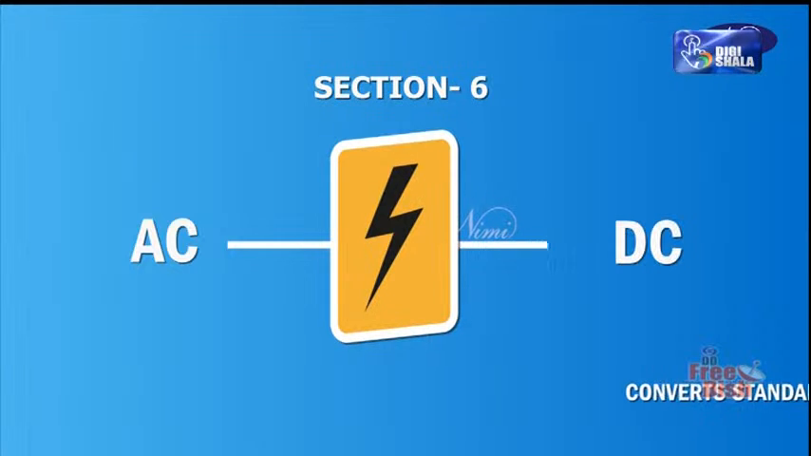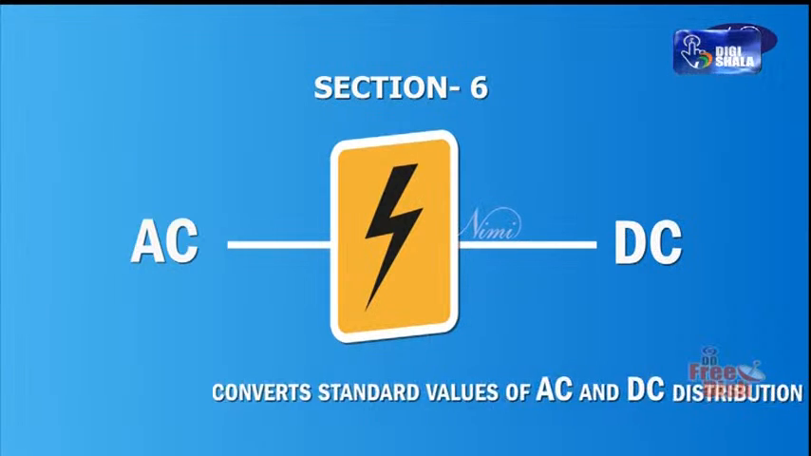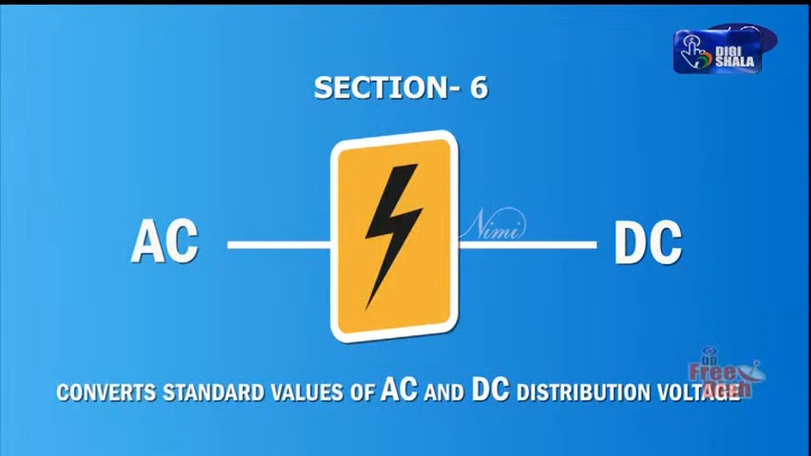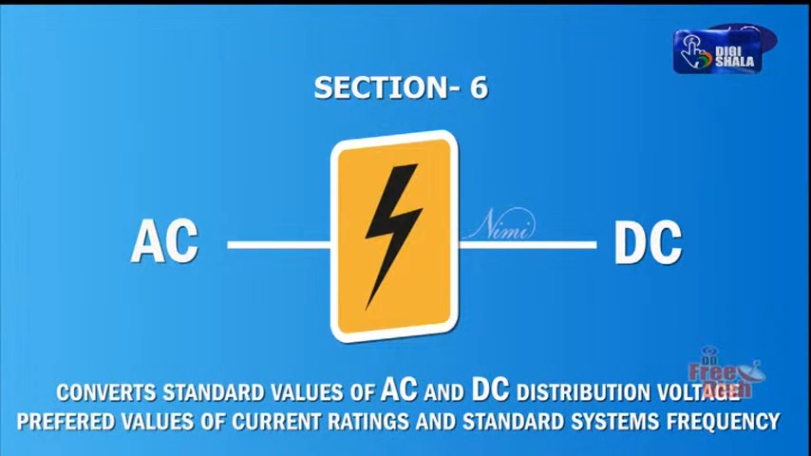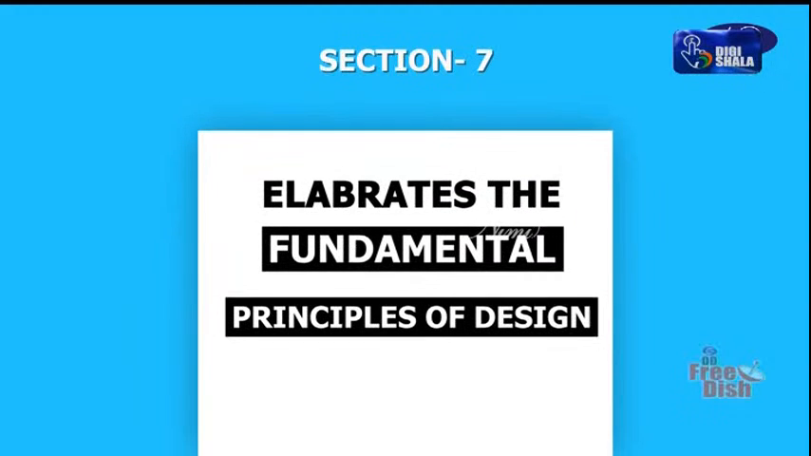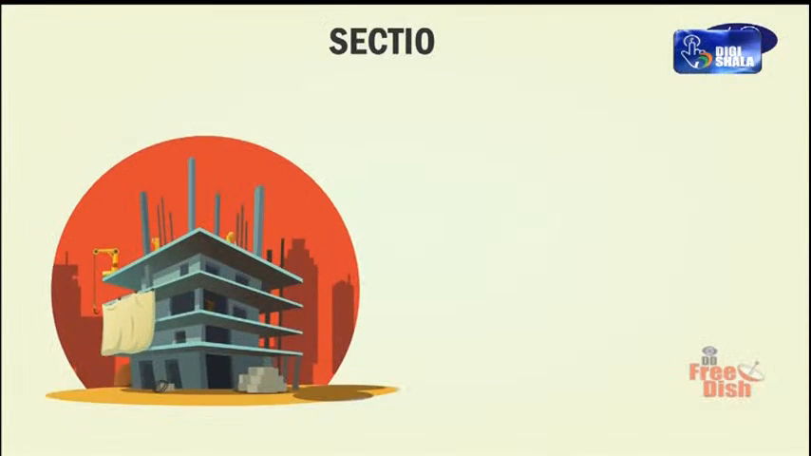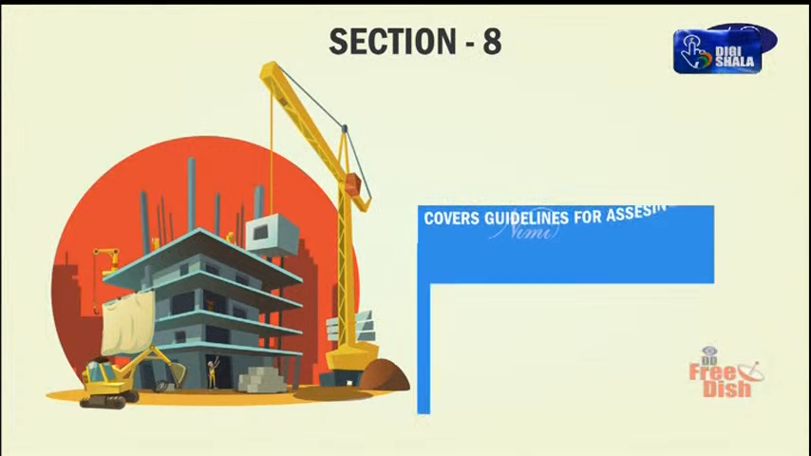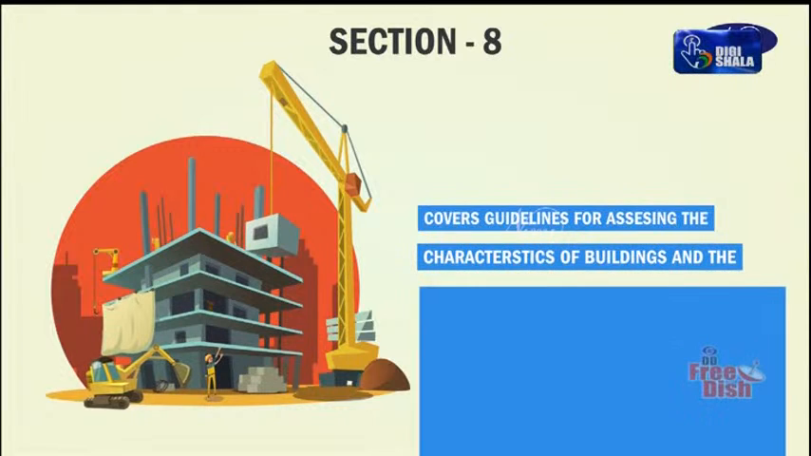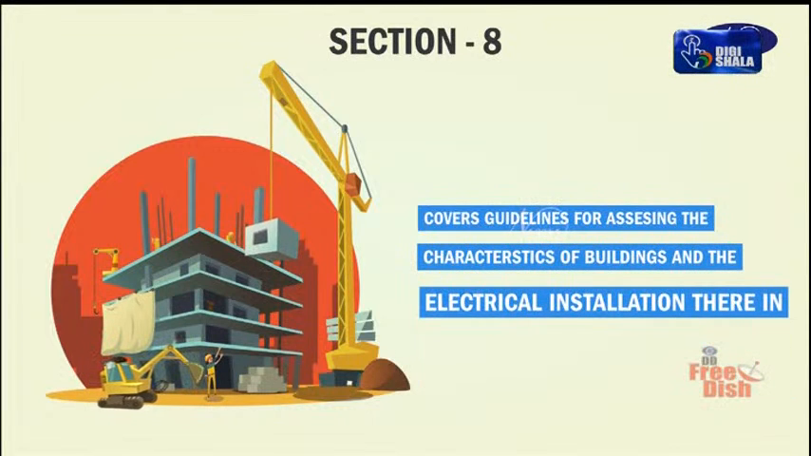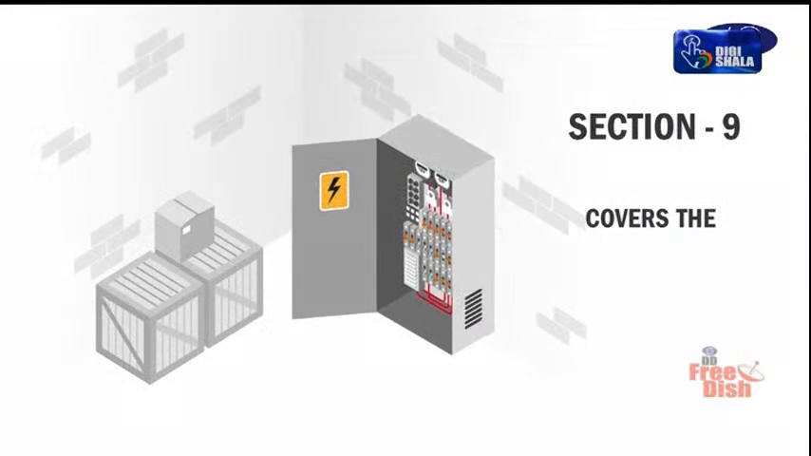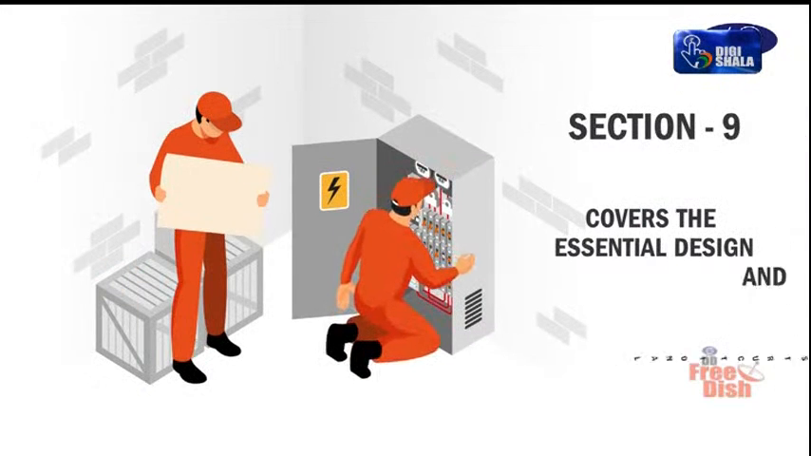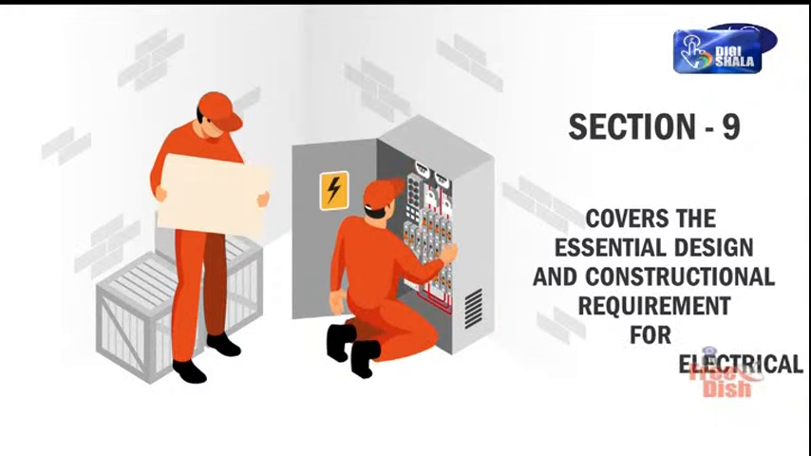Section 6 covers standard values of AC and DC distribution voltage, preferred values of current ratings and standard system frequency. Section 7 elaborates the fundamental principles of design and execution of electrical installation. Section 8 covers guidelines for assessing the characteristics of buildings and the electrical installation therein. Section 9 covers the essential design and constructional requirements for electrical wiring installation.